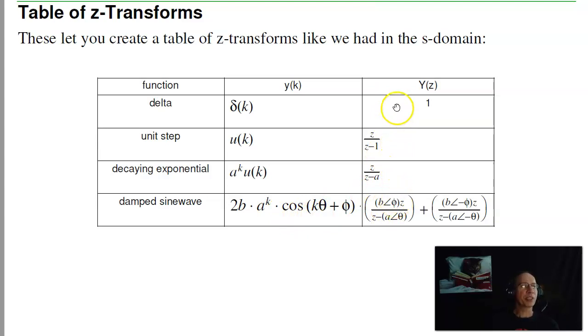From my experience, this is really all you need for the z transforms: delta, step, exponential, and damped exponential.